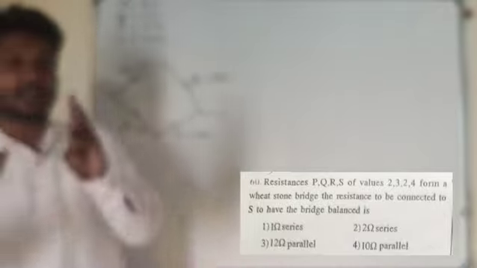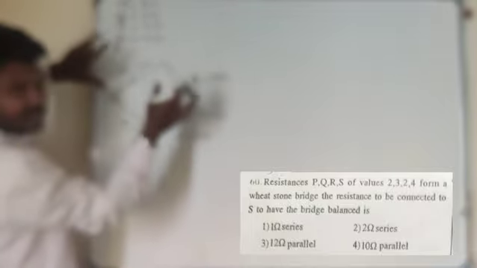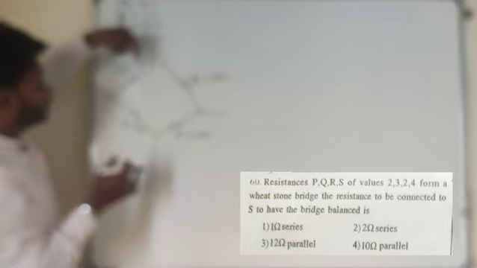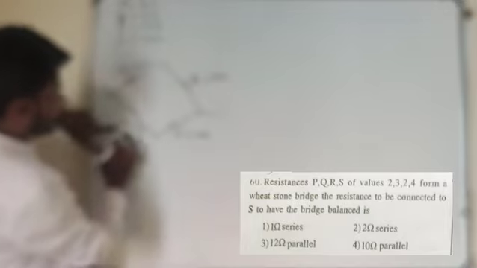Now, first I need to understand whether the bridge is balanced or not. P by Q is equal to R by S. That is the formula for the balancing condition of a Wheatstone bridge network. P by Q is nothing but 2 by 3. It is equal to R by S, which means 2 by 4.